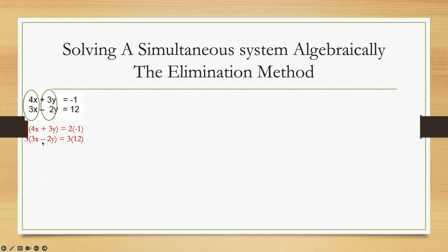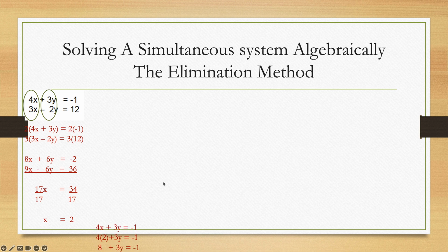And check it out. When I distribute that 2 to everything in the top equation, 8x plus 6y is -2. When I distribute the 3 to everything in the bottom of the equation, 9x minus 6y is 36. Now these y's are going to cancel each other out. 8x's and 9x's make 17x's. -2 and 36 is 34. Dividing by 17, x is equal to 2.